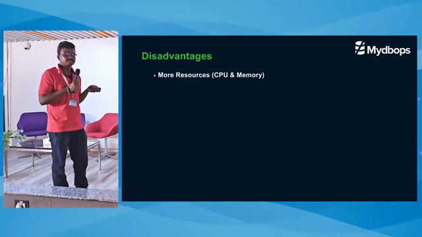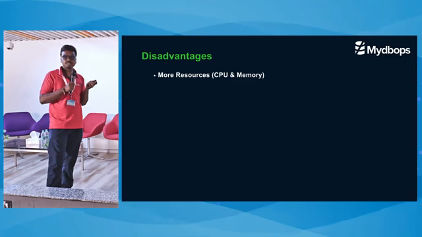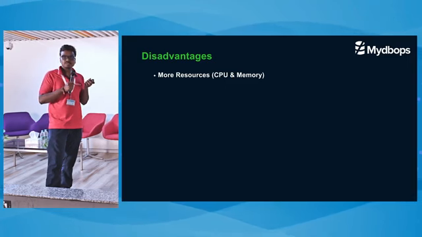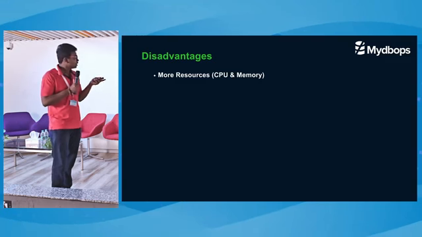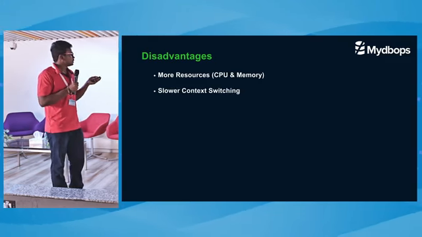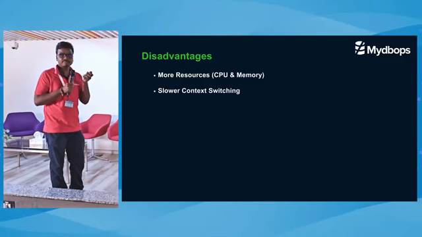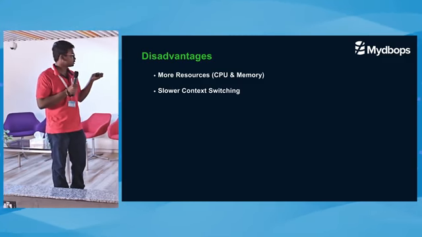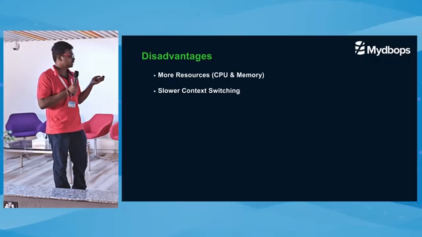What are the disadvantages? It uses more resources. Because PostgreSQL uses processes, it uses more CPU and memory compared with other mechanisms. Also, when you have a lot of processes and an increased number of connections, context switching becomes very slow, so it also impacts performance.